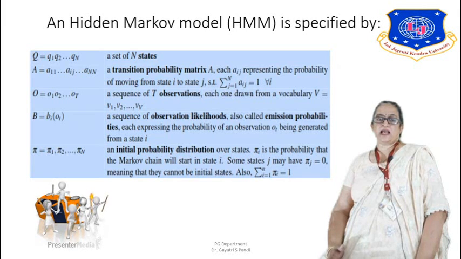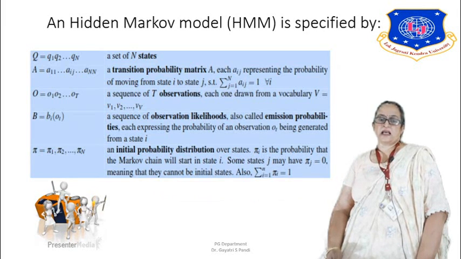And then you have the initial probability distribution, that is defined as pi = pi1, pi2, and so on up to pi n. This is the probability that the Markov chain will start in a specific state i. Some of the states j may never be the initial state, that is pi_j = 0. These can never be the starting state. And also the summation over i = 1 to n of pi_i equals 1.